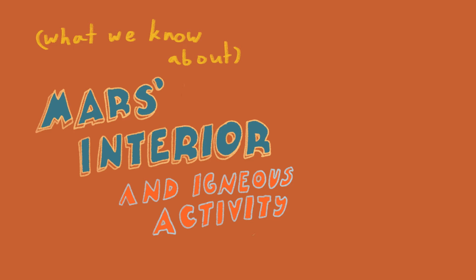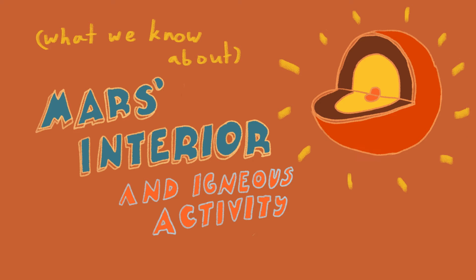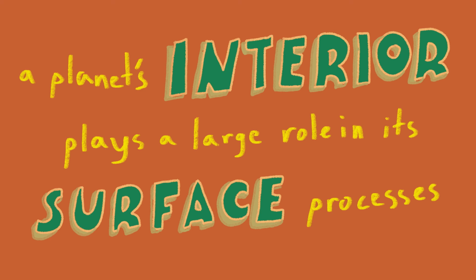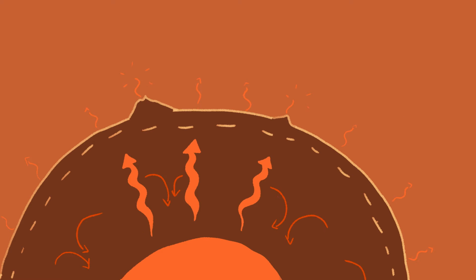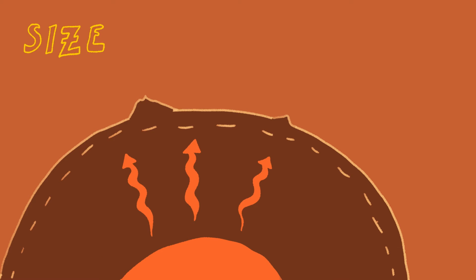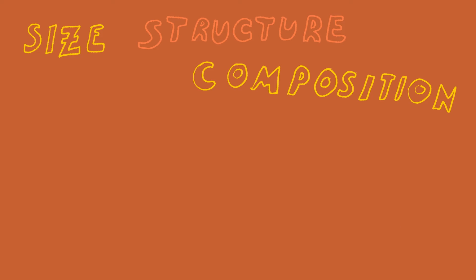What we know about Mars's interior structure and igneous activity. Before talking about igneous processes on a planet, we have to understand its interior. The fundamental driver of igneous activity is heat transfer from the inside to the outside of a planet. The planet's size, structure, and composition all influence the nature of this process.